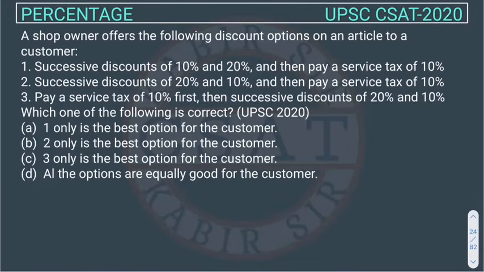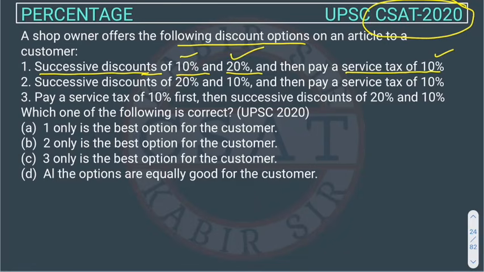Okay. This is the percentage question asked in UPSC CSET 2020. Right. So the question is, a shop owner offers the following discount options on an article to a customer. What's the first thing? The successive discount. So this is a question from successive discount, right? Option one: successive discount of 10%, 20%, and then pay a service tax of 10%. So initially the shopkeeper is giving 10% discount, after that 20%, and later he is charging 10% service tax. And the second option is initially 20% discount, then 10% discount, and charging service tax 10%.